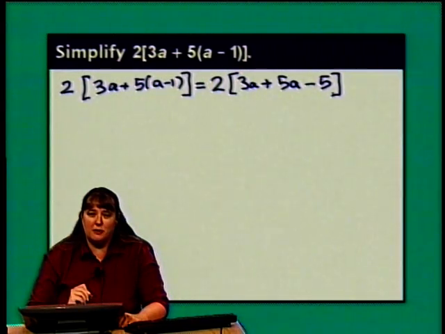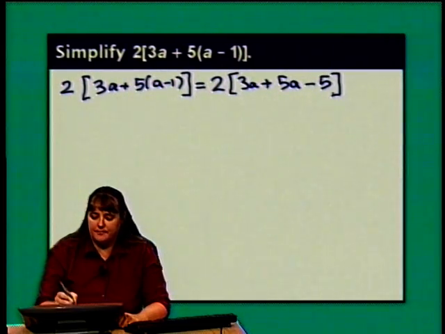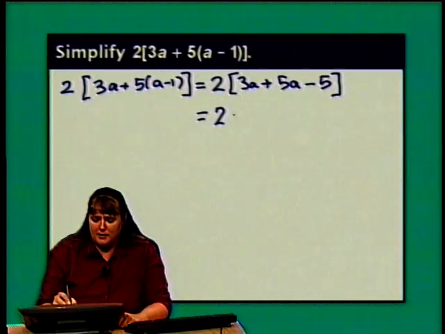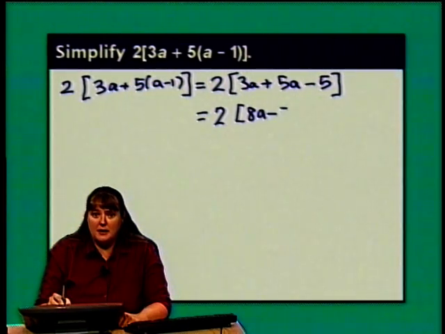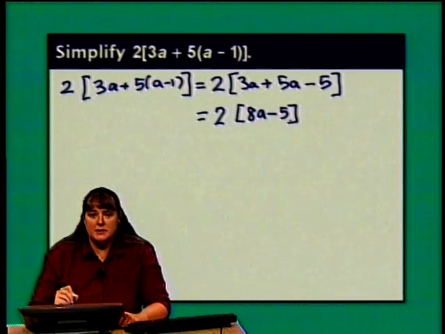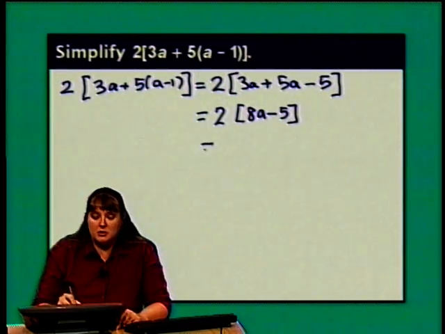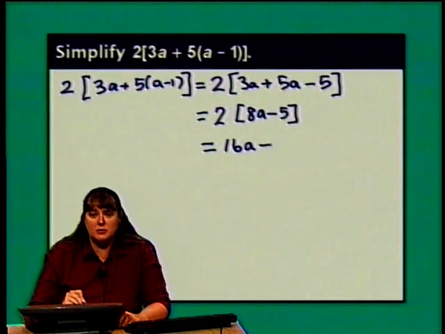Now looking inside my grouping symbols, I have like terms. 3a and 5a are like terms. When I add 3a and 5a, I get 8a. So I have 8a minus 5 in my grouping symbols. Finally, I need to distribute the 2 through these grouping symbols. 2 times 8a is 16a, minus 2 times 5 is 10.